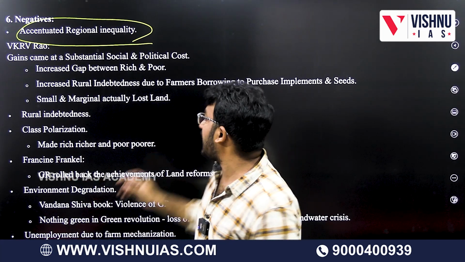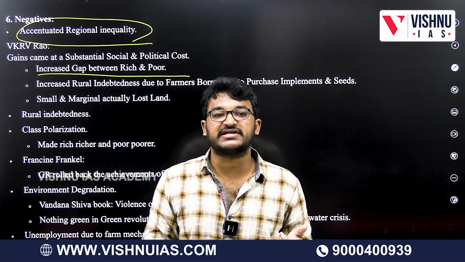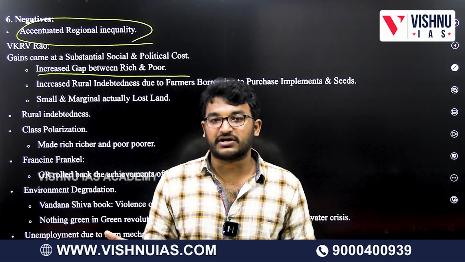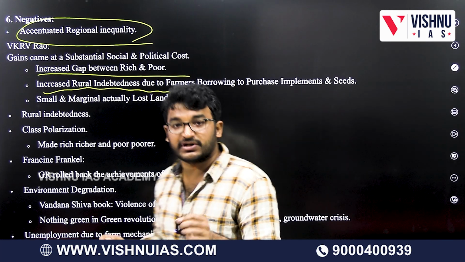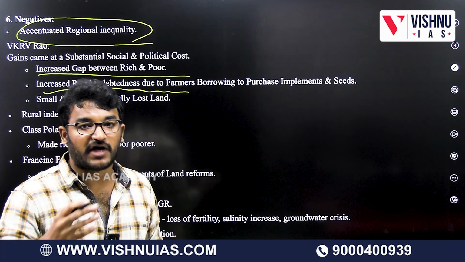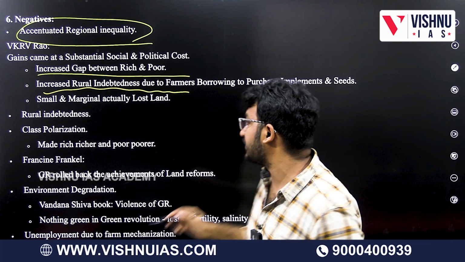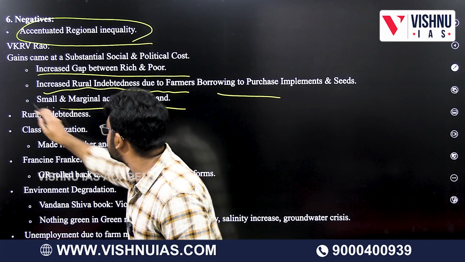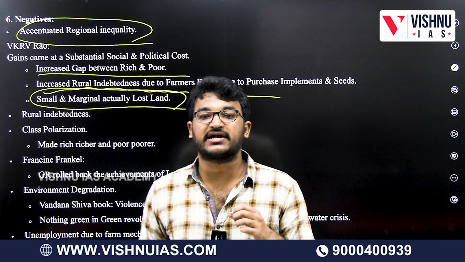Next, it had increased the gap between rich and poor, because for buying these high yielding variety seeds, pesticides and all, a lot of investment is needed. Poor farmers cannot invest that much. Next, it had increased rural indebtedness, because to buy these high yielding varieties and all, farmers used to borrow and they are in a loop of debt. That's why. And some experts say that small and marginal farmers had faced a lot of loss with respect to this green revolution. Only rich farmers had become successful.